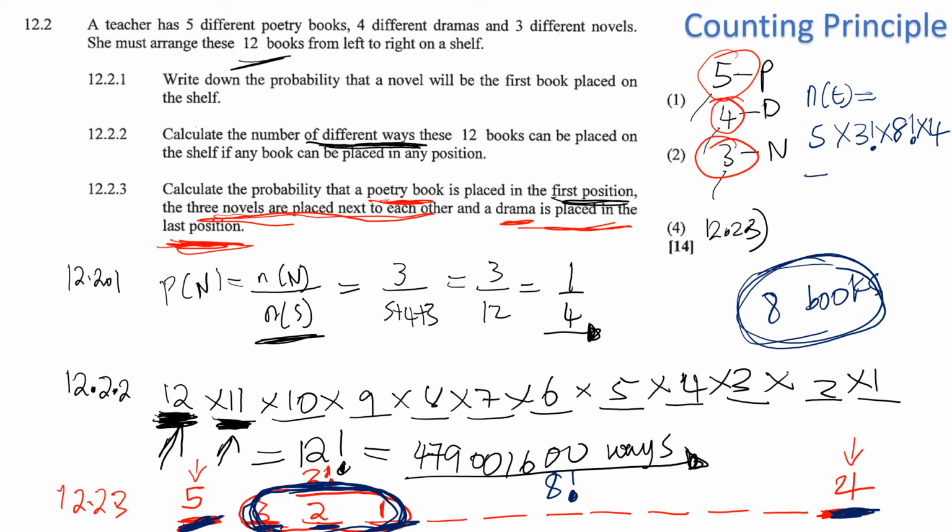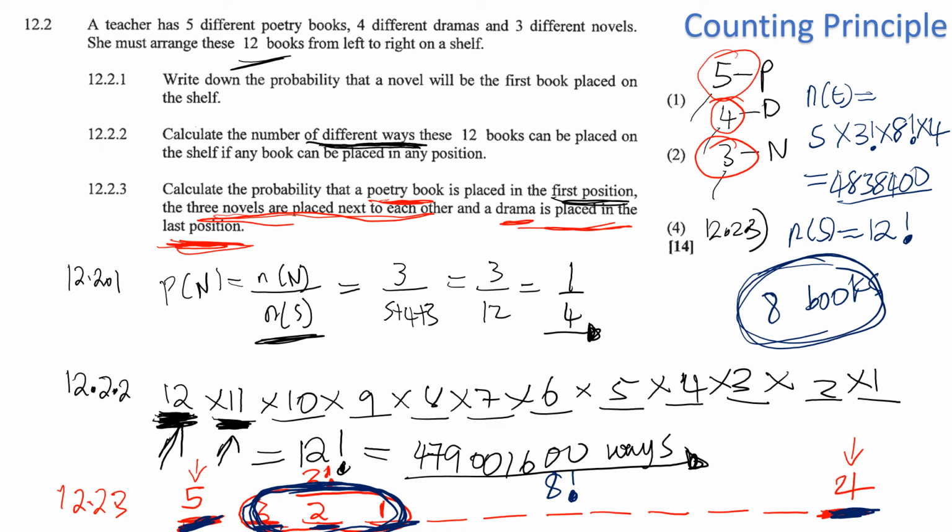All right, so let's calculate what that will be. 5 times 3 factorial times 8 factorial times 4. So it's going to give us 4838400, right? The total number of sample space is how many ways you can arrange all 12 of them. So it's going to be what? 12 factorial without any restriction. So this one that has restriction is the number of favorable outcomes, right? It's what we want. We want to put the poetry first. We want to put the novels all together, and we want to put the drama books at the last position.